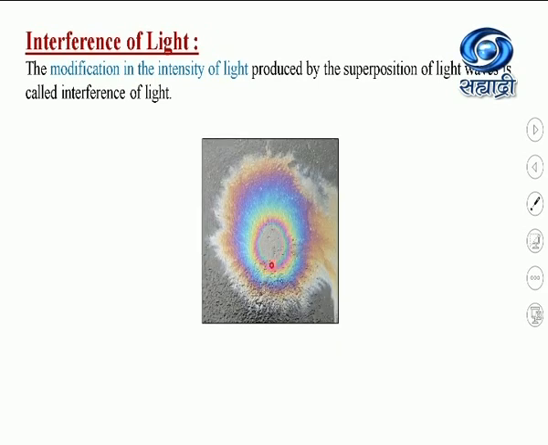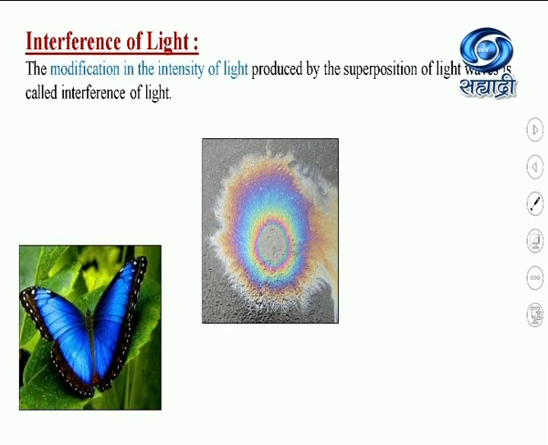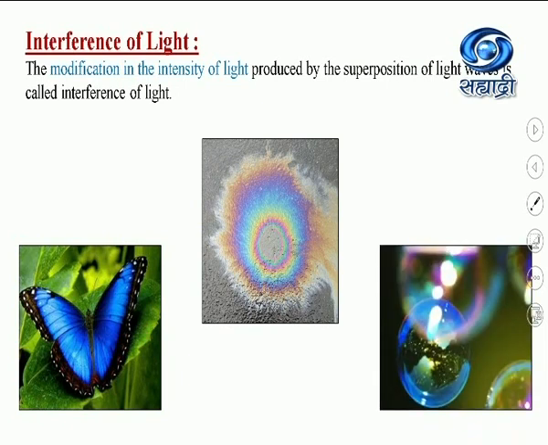Interference can be seen due to thin oil film on the surface of water. We can see the color pattern obtained due to thin oil film on the wet roads in rainy season. So this is one of the examples of interference of light in our day-to-day life. Also, the bright colors of butterflies and the brilliant colors of soap bubbles are due to interference of light. So these are our day-to-day examples for the interference of light.